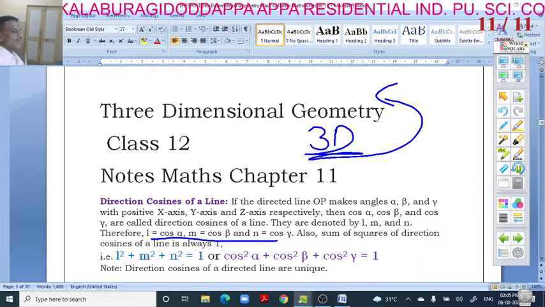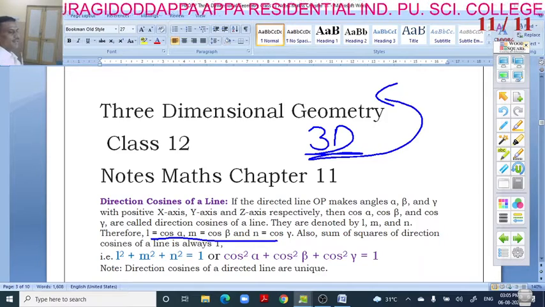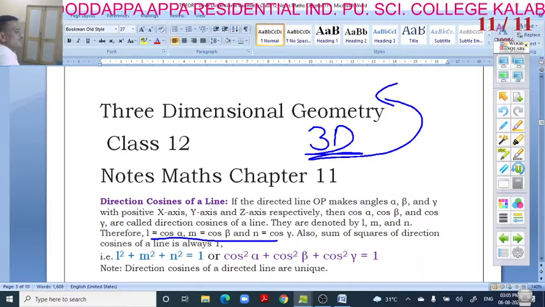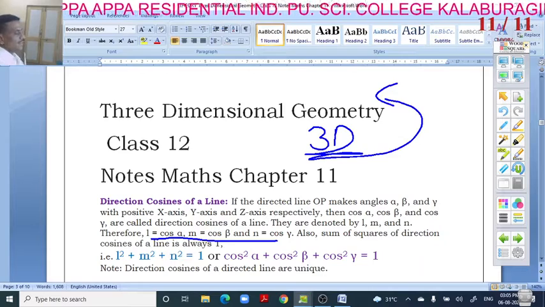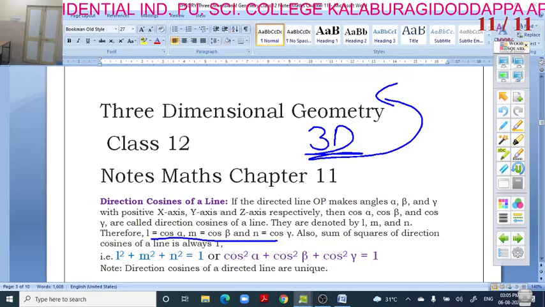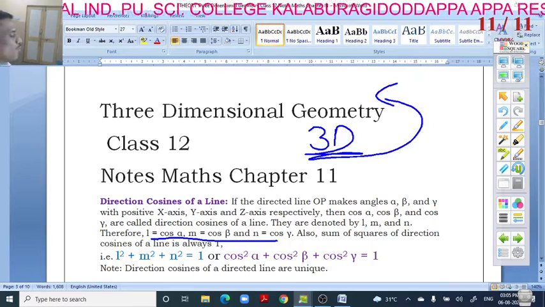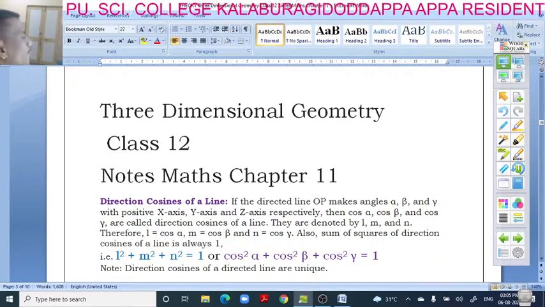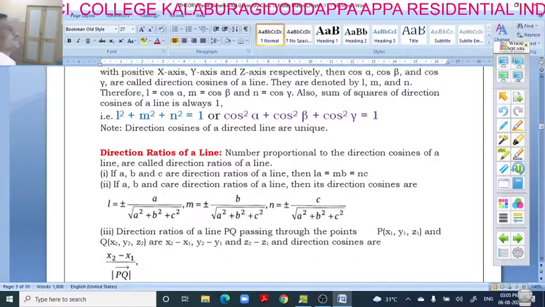Also, in relation, we can write that the sum of squares of the direction cosines of a line is always 1. That is, l square plus m square plus n square is equal to 1, or cos square alpha plus cos square beta plus cos square gamma is equal to 1.